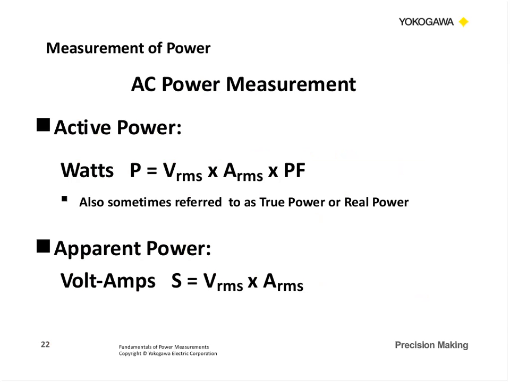So, terms that you may see: active power, that's our RMS voltage times the RMS current times the power factor. That's defined as active power. Now, sometimes you may see this as true power or real power, by definition. It's all the same. Then we have the apparent power. The apparent power is just the volt amps, or the RMS voltage times the RMS current.